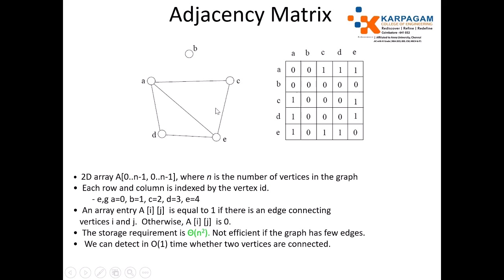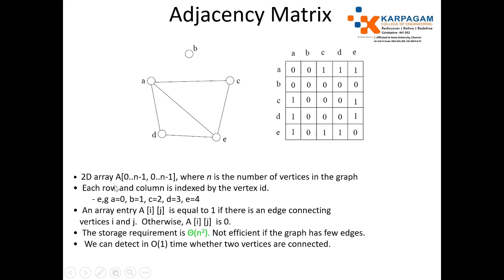In a similar way, C is connected to A, so C to A, I have 1. If there is a connection between the nodes, just set the value 1. Otherwise, set the value 0. This is the way of representing the adjacency matrix.